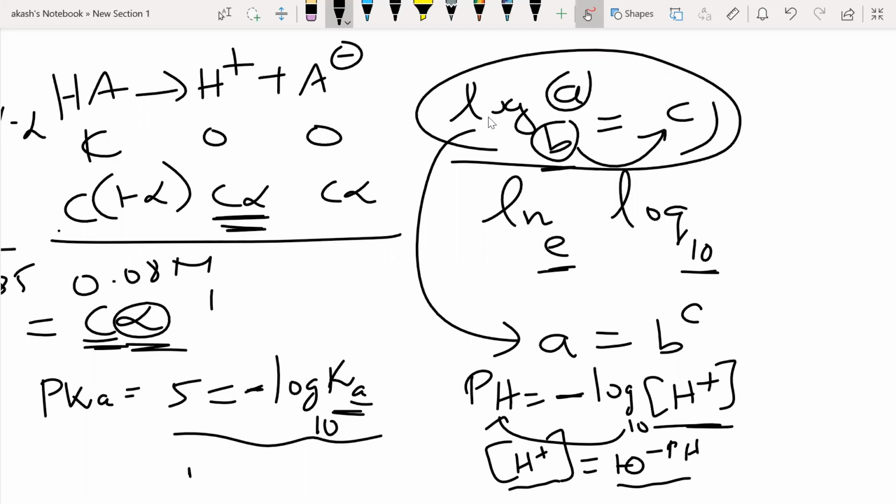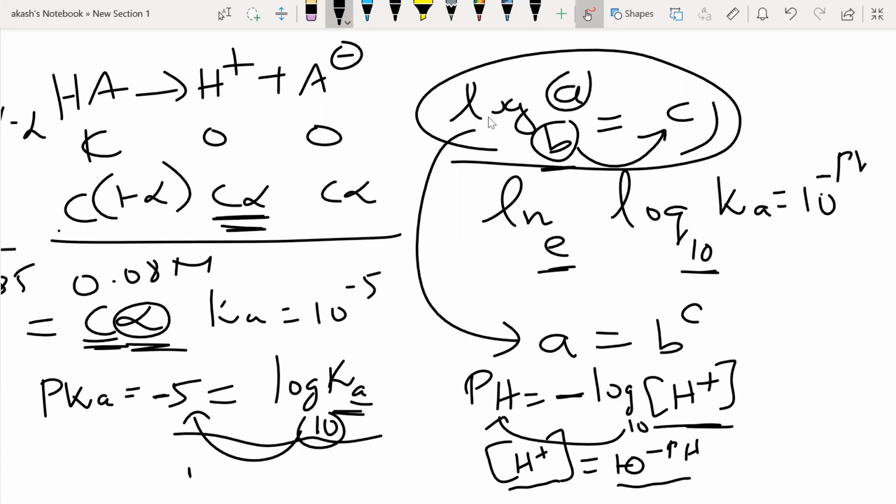Maybe I'll write it here. So Ka from this, I can easily write as 10 to the power minus 5. Guys, please remember this. Again, this 10 goes here, and if I remove the negative sign from this and put it here, the Ka value will become 10 to the power minus 5. Pretty simple. Or if you want to remember it as a formula, please remember it as a formula also. I can say that Ka will be equal to 10 to the power minus pKa. That's it. This formula, if you want, you can remember.